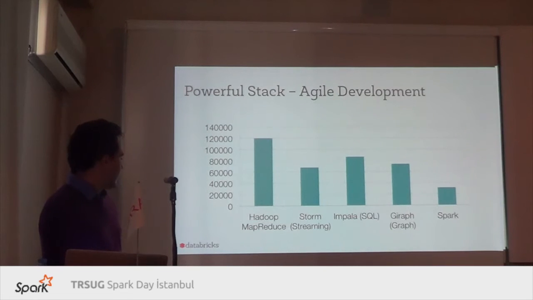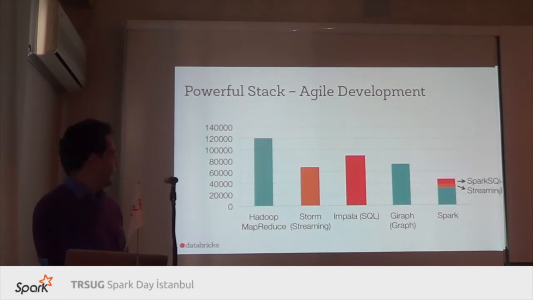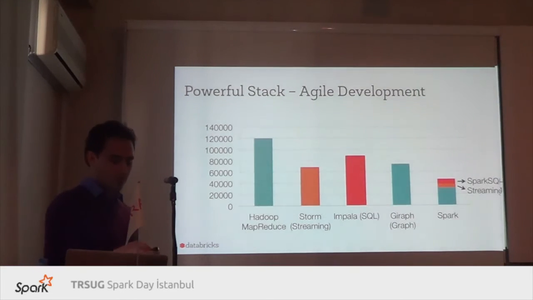Let's compare them. Storm is streaming, Impala is SQL, Giraffe is for graph processing, and Hadoop MapReduce is just a computing engine. So we added Spark Streaming, which is about 70,000 lines of code for Storm, to Spark, with I think maybe a few thousand lines of code. And then Impala is a little bit more than 80,000 lines of code, maybe 90,000. And then that's the amount of code in Spark we had to add to support SQL on top of the core engine.